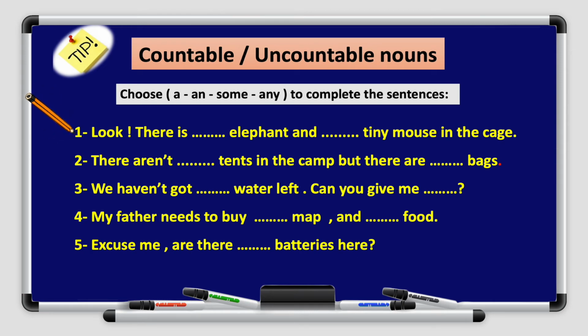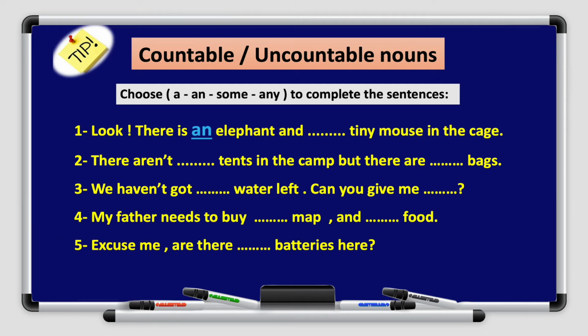Number 1. Look, there is an elephant and a tiny mouse in the cage. Number 2. There aren't any tents in the camp, but there are bags. We haven't got any water left. Can you give me some? My father needs to buy a map and some food. Excuse me, are there any batteries here? I advise you to try to do it by yourself, then check from the video.